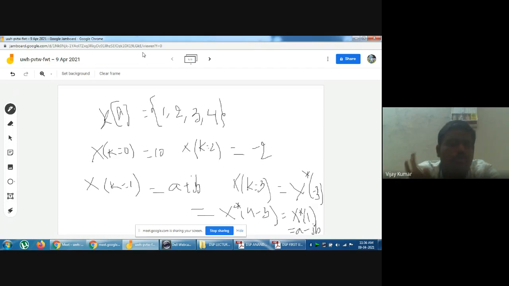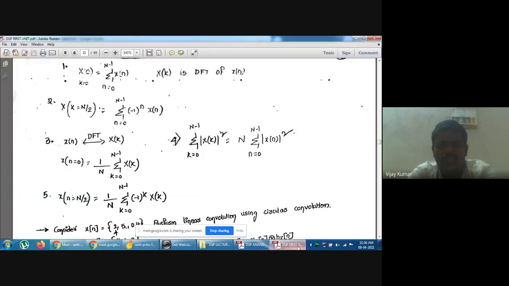So in the 8-point DFT, if you compute 3 values slowly and accurately, the rest of the values you can write. So these are the shortcuts which will be helpful in verifying your answer, whether your answer is correct or not.